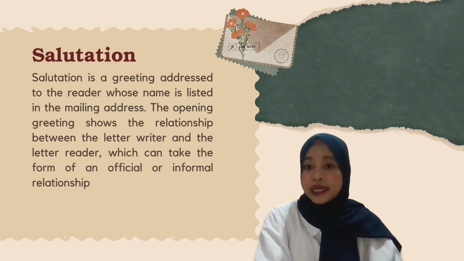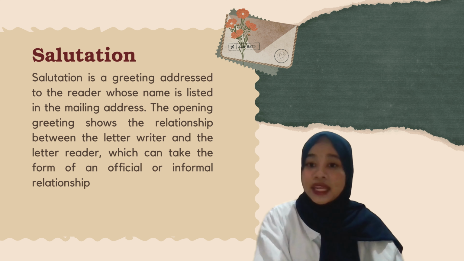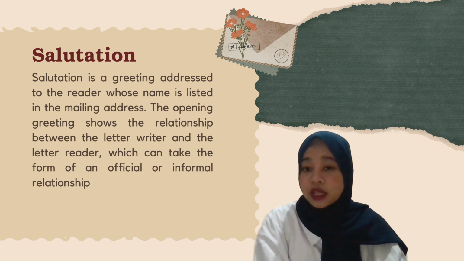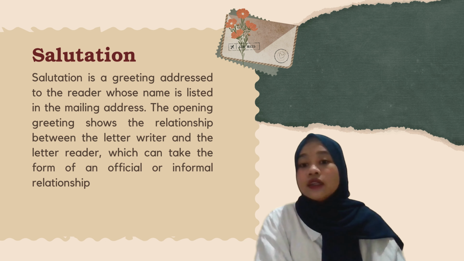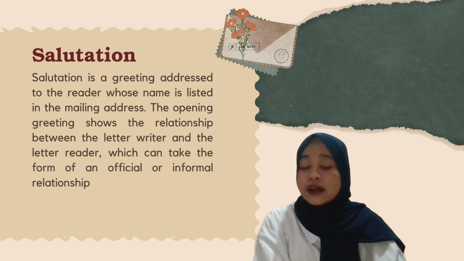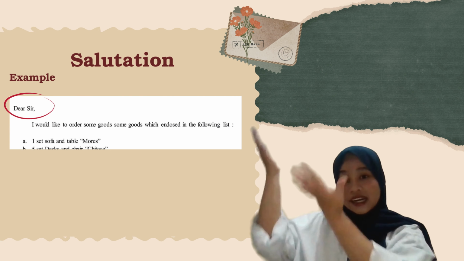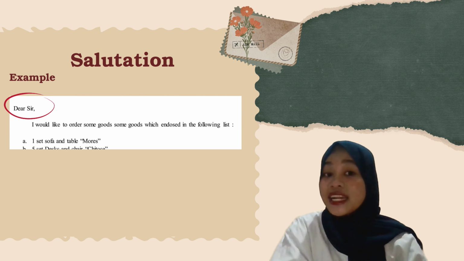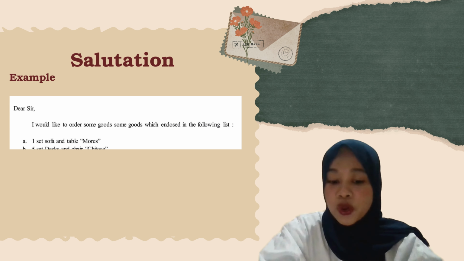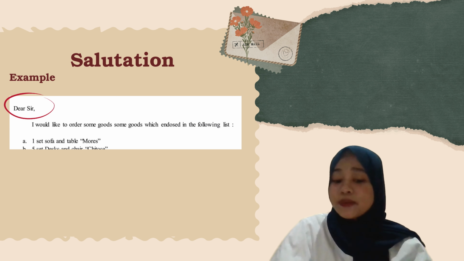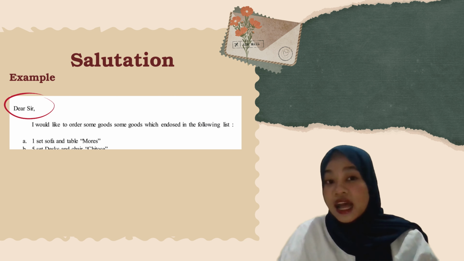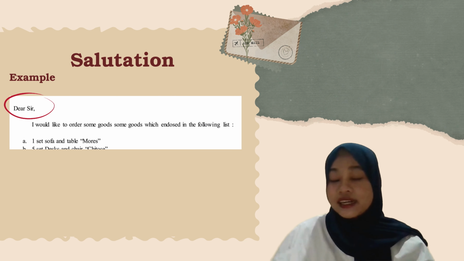The next part of a letter is the salutation. The salutation is a greeting addressed to the reader whose name is listed in the mailing address. The opening greeting shows the relationship between the letter writer and the letter reader, which can take the form of an official or informal relationship. An example of a salutation is in the picture. Circled in red is "Dear Sir." Here, you can also use names such as Dear Mr. Robert or Dear Miss Alia, according to the person reading the letter.